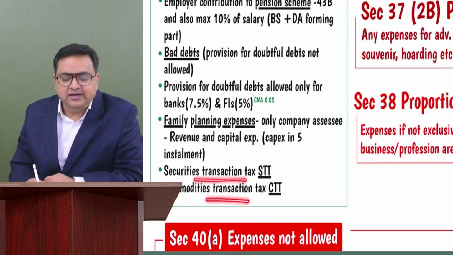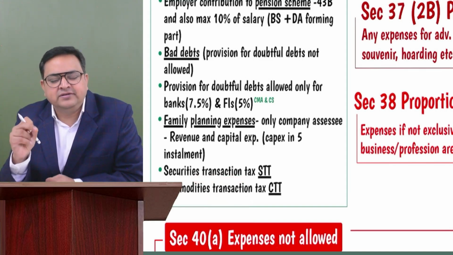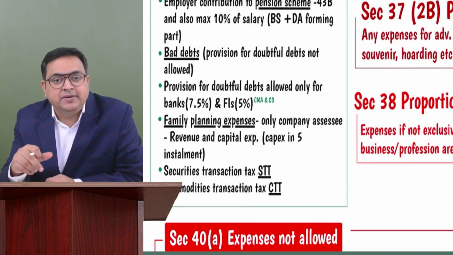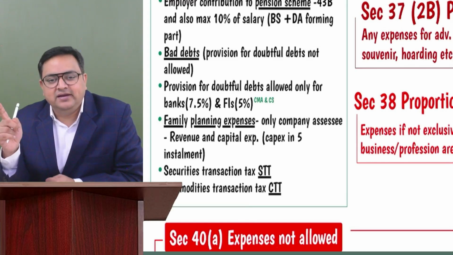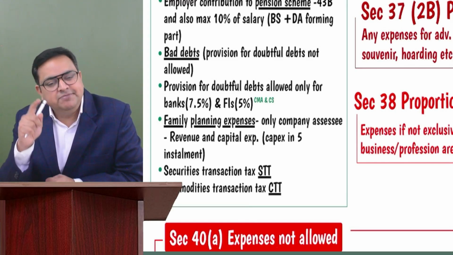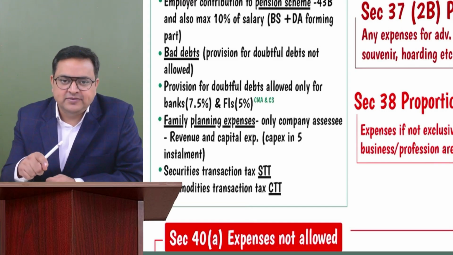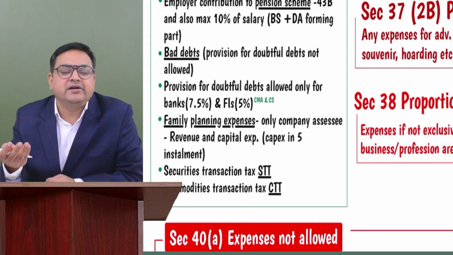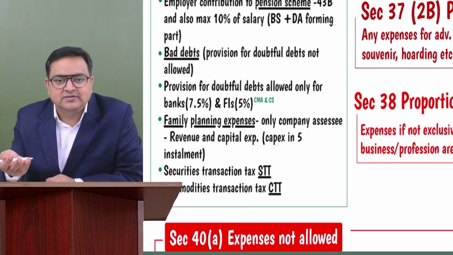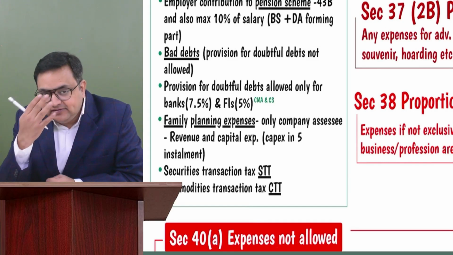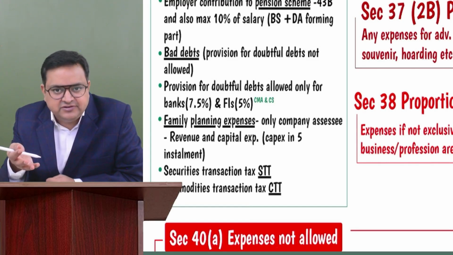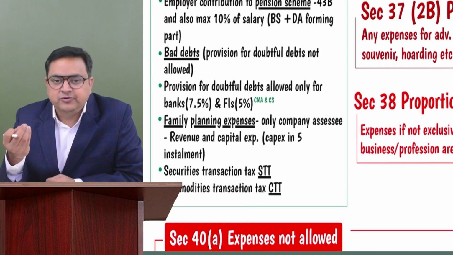STT or CTT, securities transaction tax or commodities transaction tax, are allowed under PGBP. It is not allowed under capital gain. STT is not allowed under capital gain, but in PGBP it is allowed, that is, if it is your business expense. So let's say you are doing intraday trading, that is a speculative business. Same day you are purchasing shares, same day you are selling the shares, and you are paying STT. So we understand that that is a speculative business.